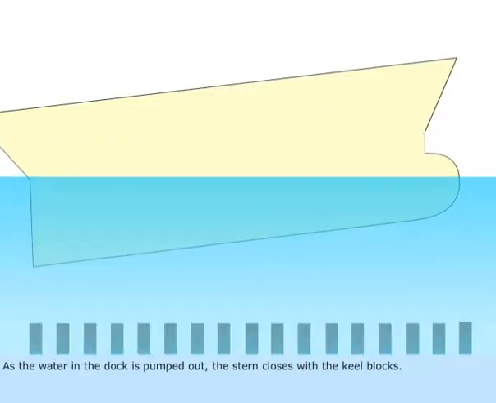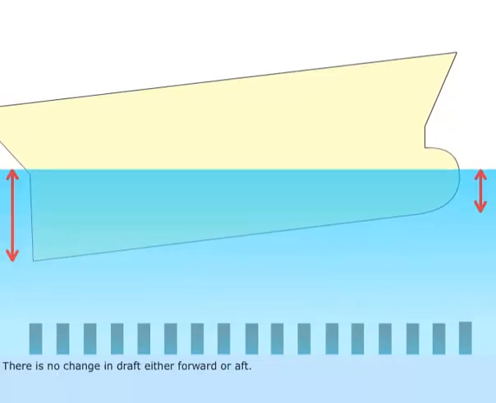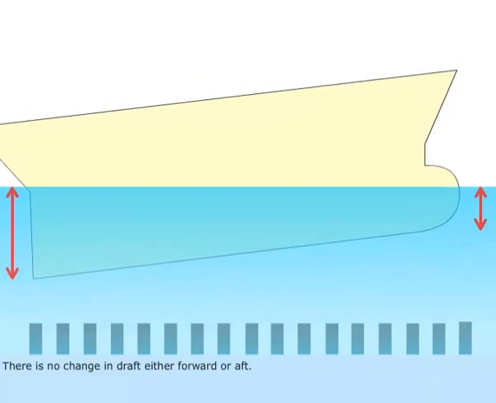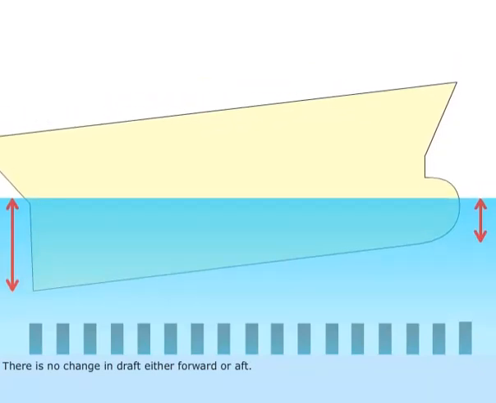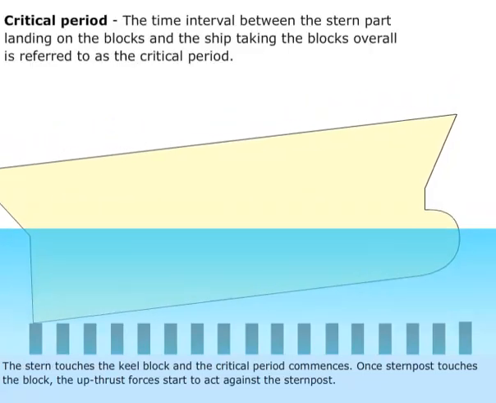As the water in the dock is pumped out, the stern closes with the keel blocks. There is no change in draft either forward or aft. The stern touches the keel block, and the critical period commences.